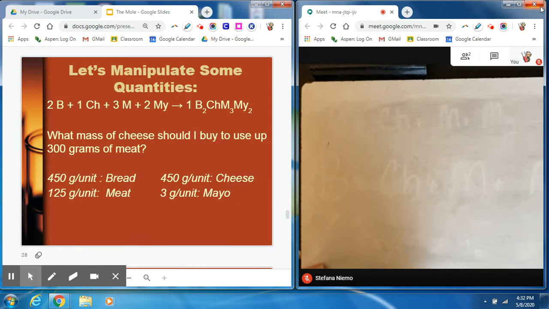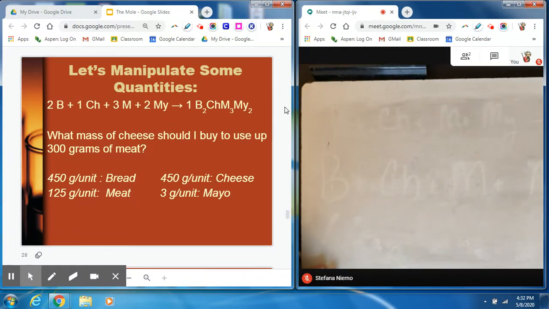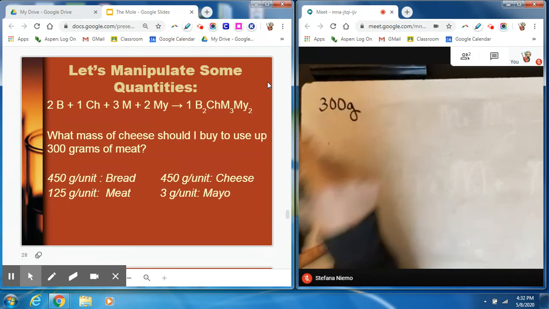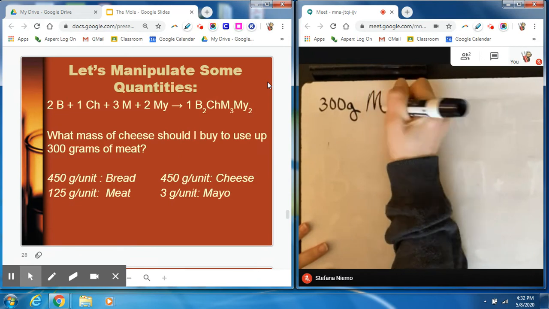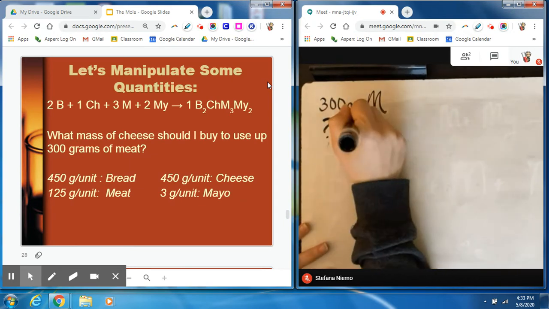So we're going to pretend that the mass of a piece of cheese is 450 grams. If the mass of a piece of cheese is 450 grams, and I want to know what mass of cheese I should buy to use up 300 grams of meat, I usually would rewrite the entire chemical equation, though it's not going to fit on my board here. So I have it for you right here. And I would also look at it carefully. I always start with what I know I have, which in this case is 300 grams of meat. And I'm wondering how many grams of cheese that means I need.